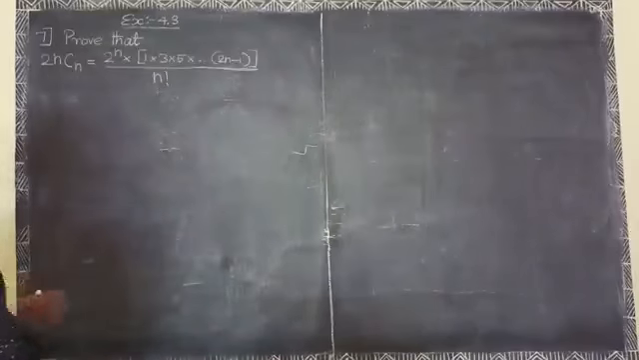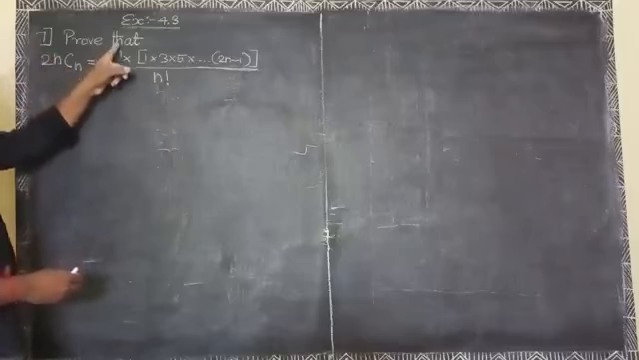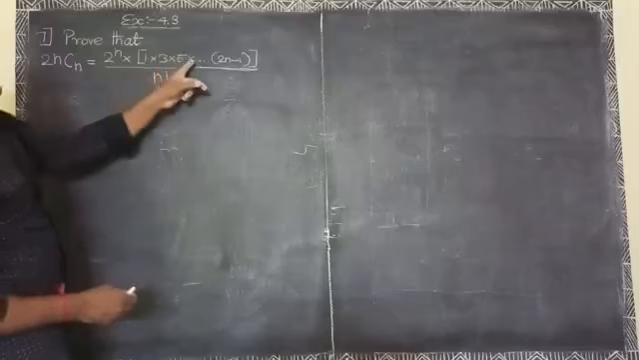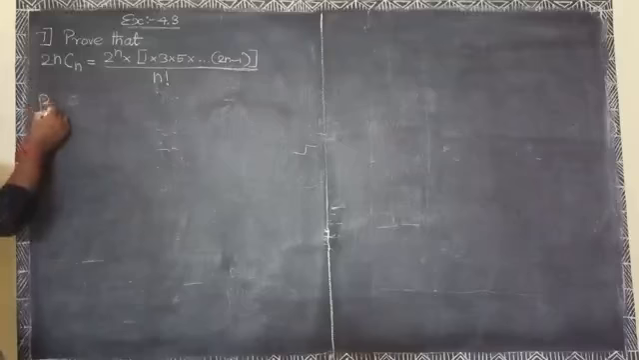Next, question number 7. Prove that 2nCn is equal to 2 power n into 1 into 3 into 5 into and so on, up to (2n−1), divided by n factorial. Proof.